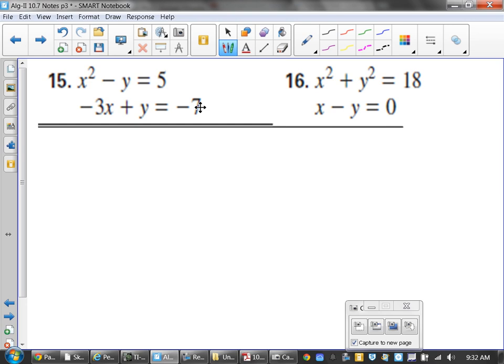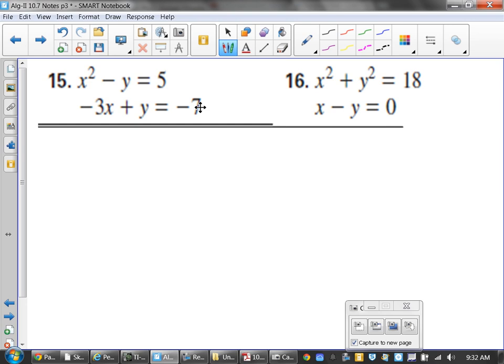Going through these things, there's a couple of ways to set these up. On 15, I know a lot of you guys that had wandered through and Flex had noticed that you were just setting up with substitution right away. Honestly, I would just add them together because I've got a negative y and a positive y. It's about the same amount of steps either way.